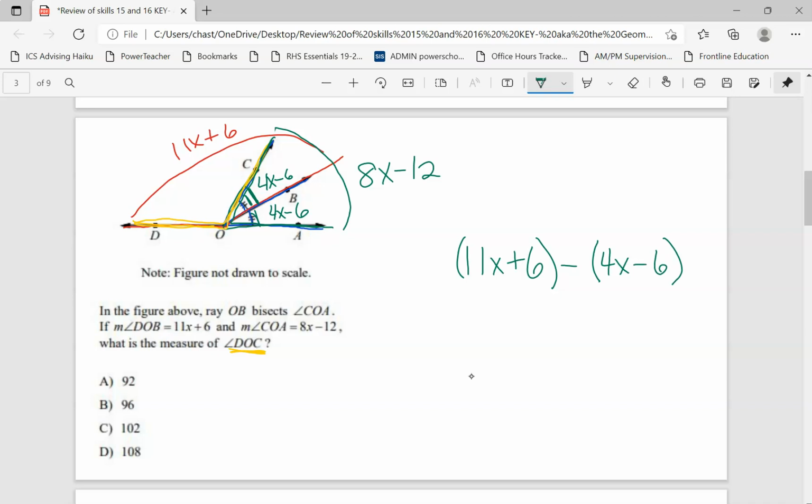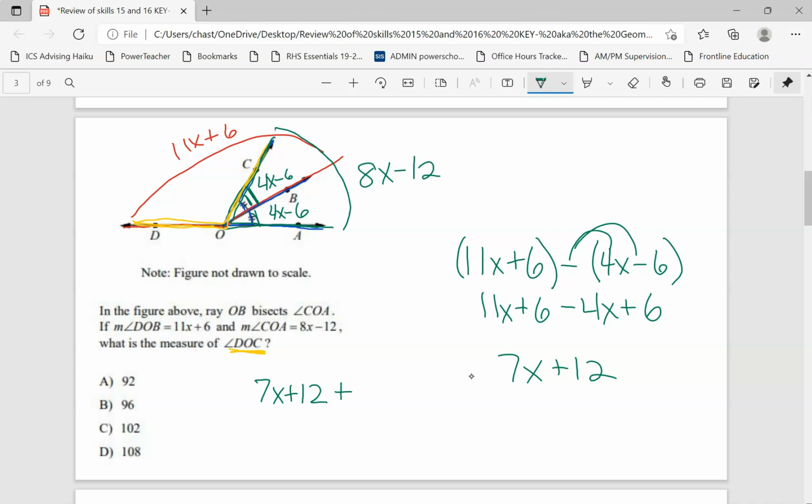So let's use this to create an expression for angle DOC, and then we'll use that to help us figure out the actual measure. So we have 11x plus 6 minus 4x plus 6, because I'm distributing that minus sign. And I get 7x plus 12. Okay, so we know that angle DOC is 7x plus 12. So 7x plus 12 is DOC.